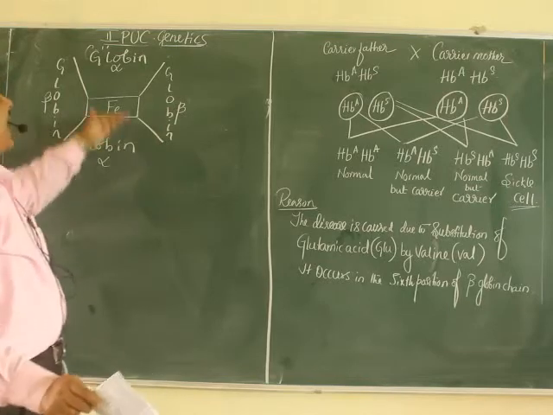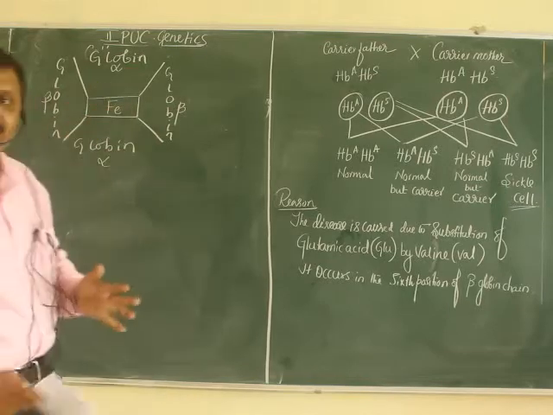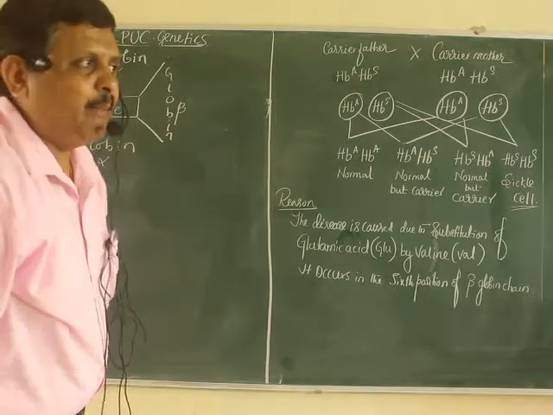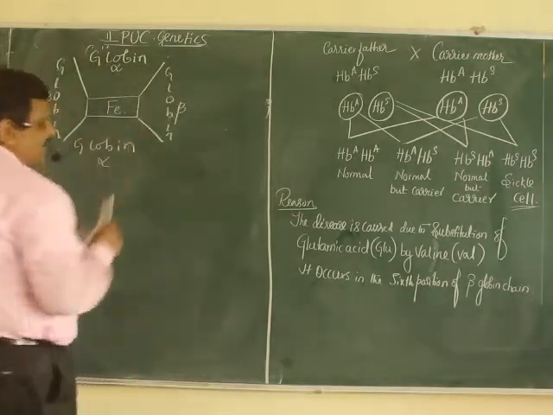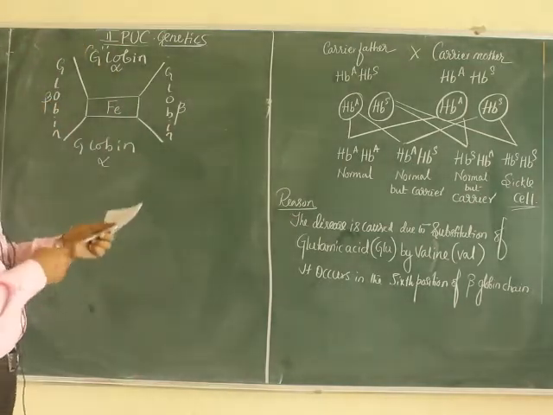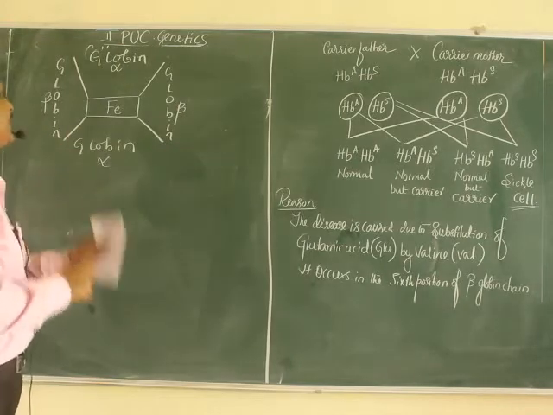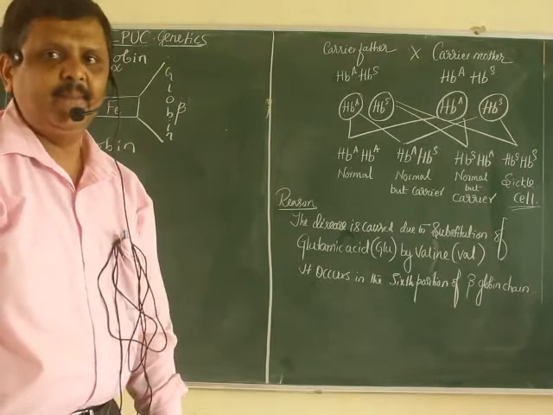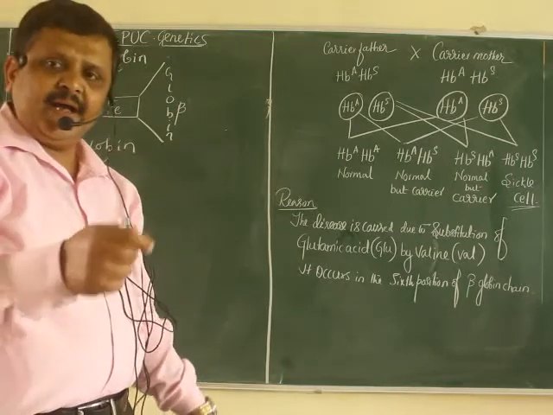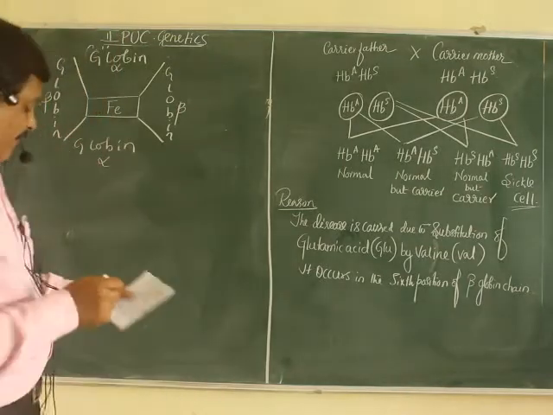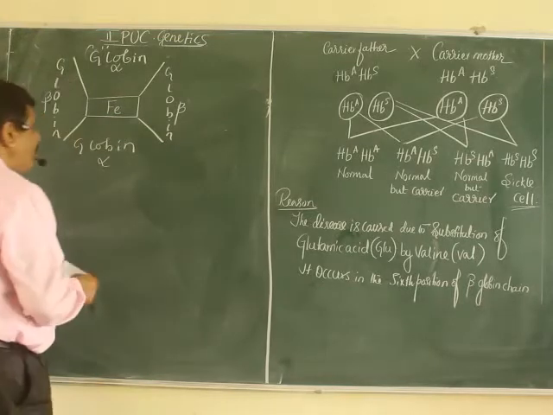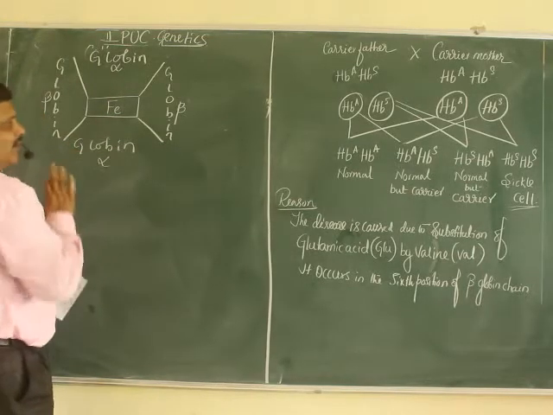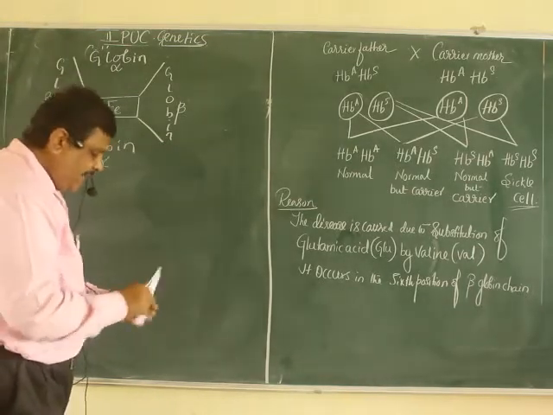The problem will not be in the alpha chain. The alpha chain will be normal. But the problem occurs in the beta chain. That you should remember. The alpha chain will be normal, but the problem will be in the beta chain of hemoglobin. That you should understand. Is it clear?